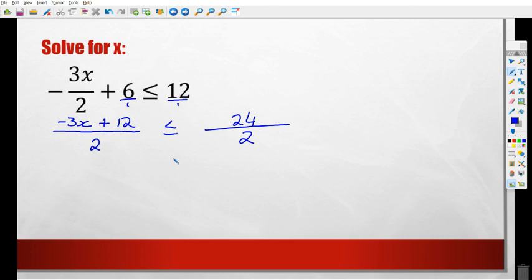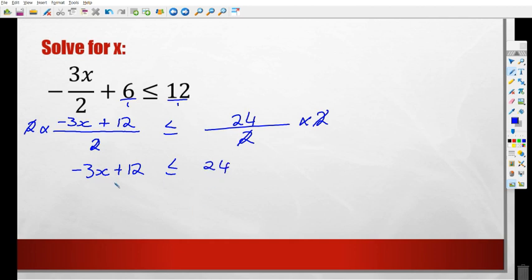I don't like LCDs. What must I do? Both sides. Multiply by 2. Ooh, nice and happy. Cancel, cancel, cancel. Here becomes negative 3x plus 12 smaller than or equal to 24.